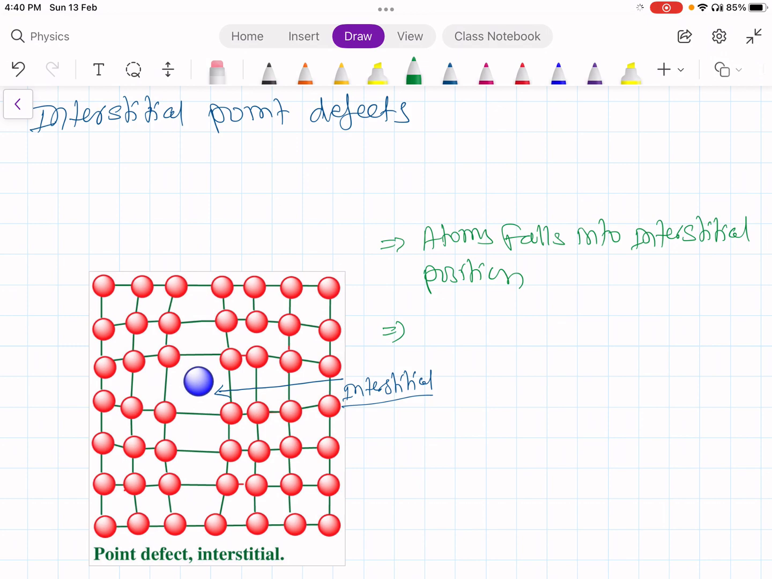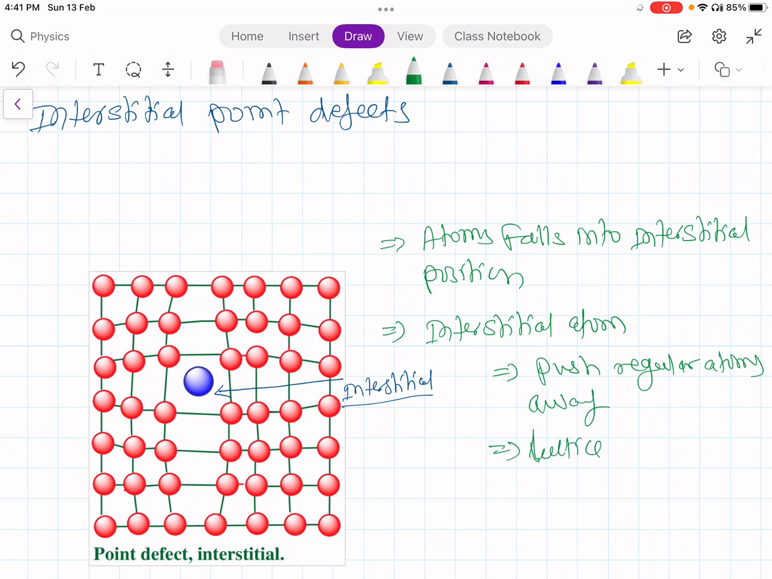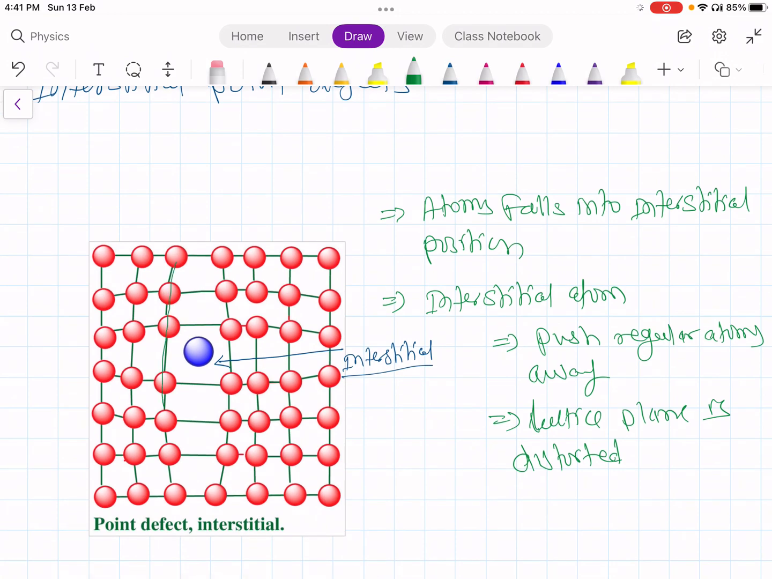Because of that, as you see here, this interstitial atom pushes surrounding atoms away. And that's why the distortion in the lattice is produced. This interstitial atom pushes regular atoms away, and so the lattice plane is distorted. As you can see, these are the lattice planes, and these lattice planes are compressed near the interstitial defect.